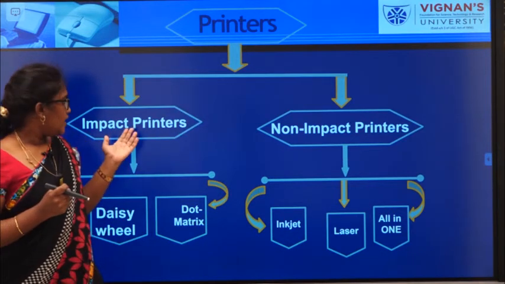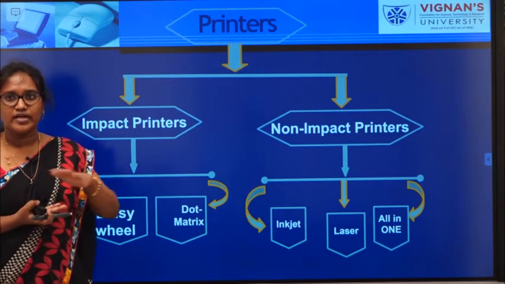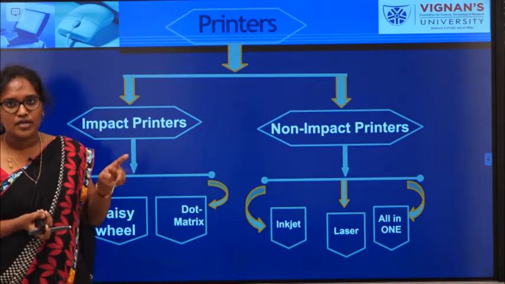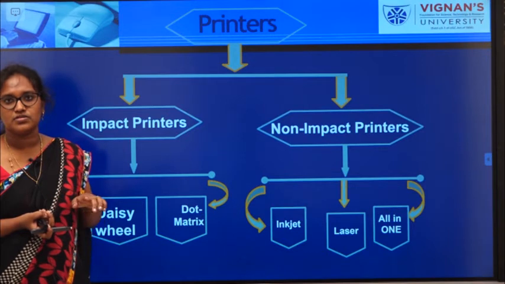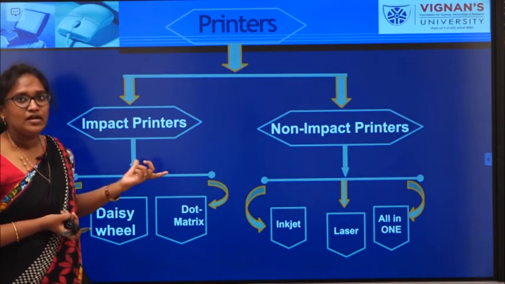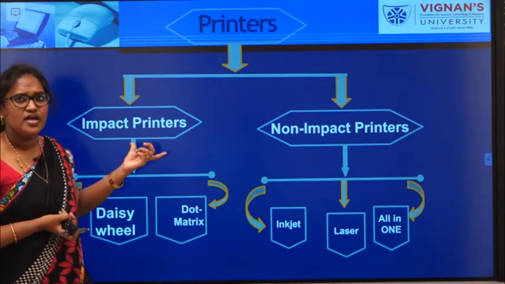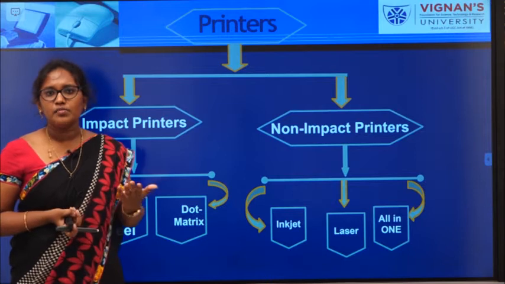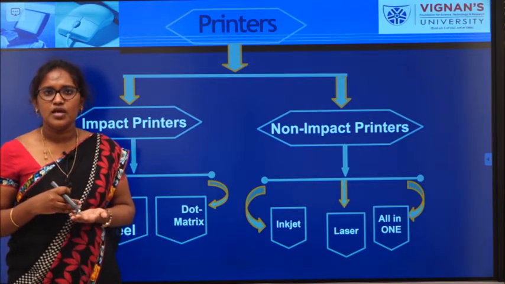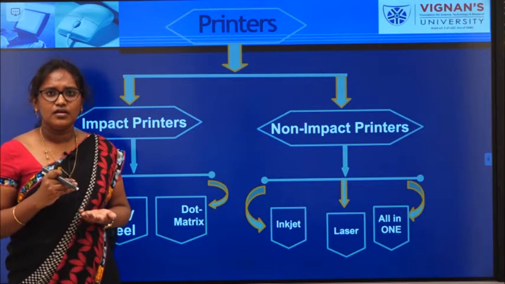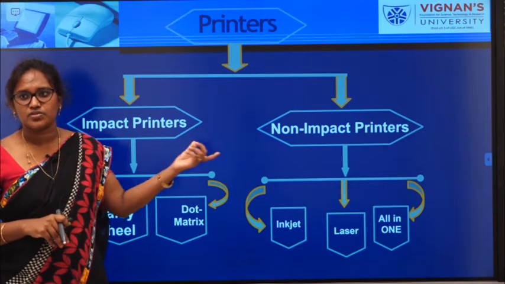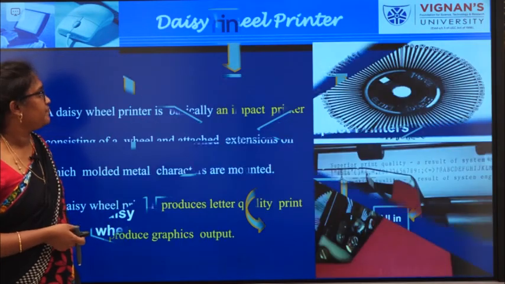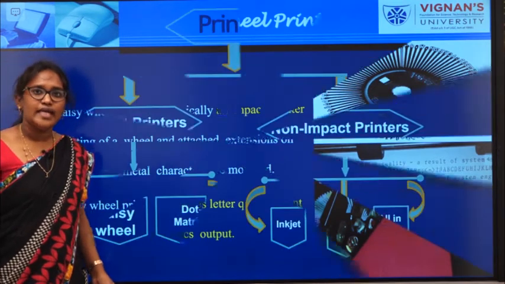For impact printing, if you consider your wedding cards or any official cards, the letters are printed so that whenever you touch them, you can feel the presence of the letters. That means the printed letters can be felt or touched; that is what we call impact printers. For non-impact printers, if you consider your textbook and flip over the pages, all the text written is on a normal page surface only. We will see in much more detail the types of impact printers and non-impact printers. The first type of impact printer is the daisy wheel printer.